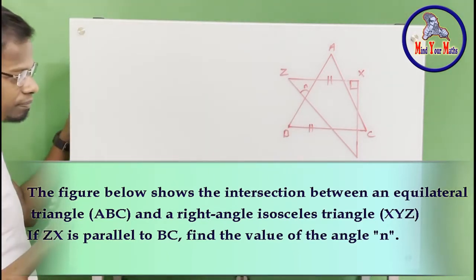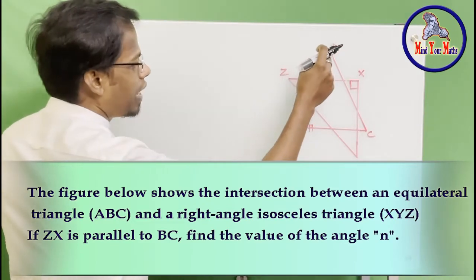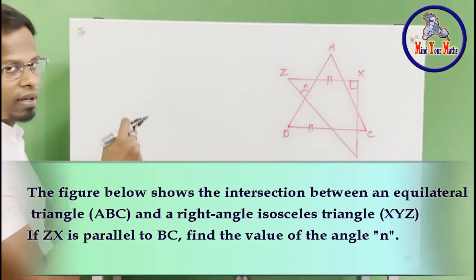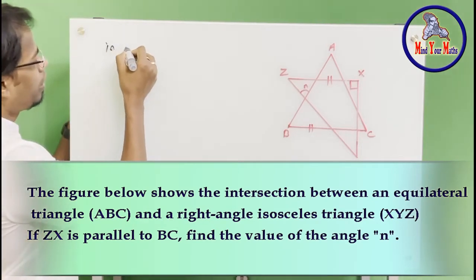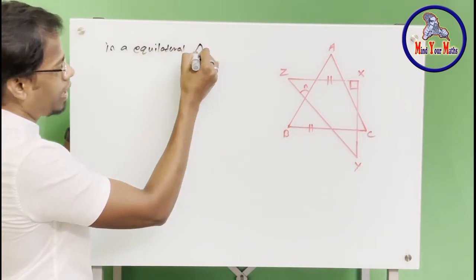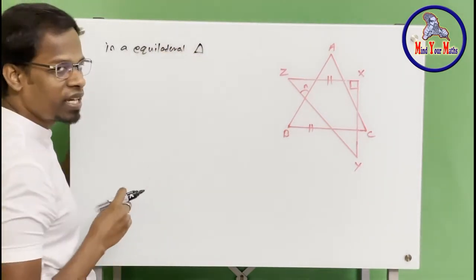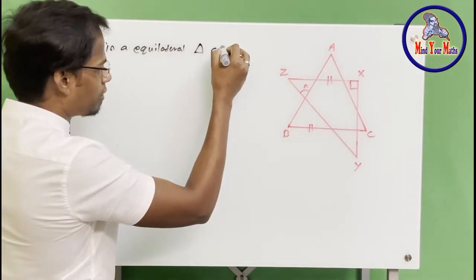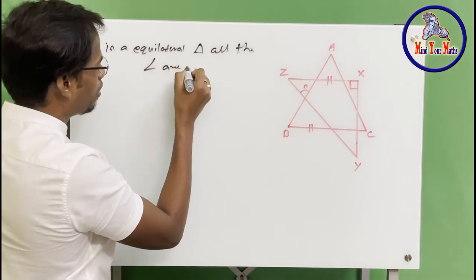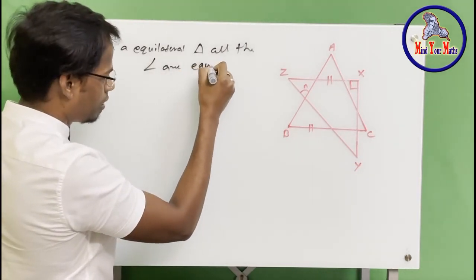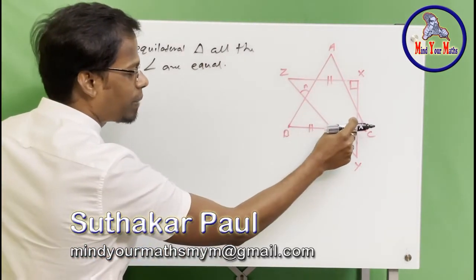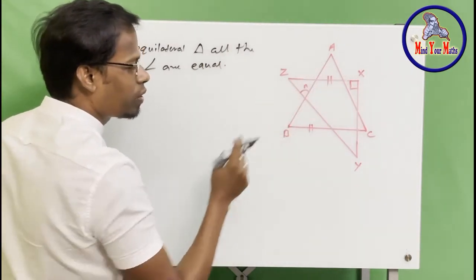First it says that the triangle ABC is an equilateral triangle. So in an equilateral triangle, what is the condition? All the angles are equal. What it means is that all these angles are equal, right?